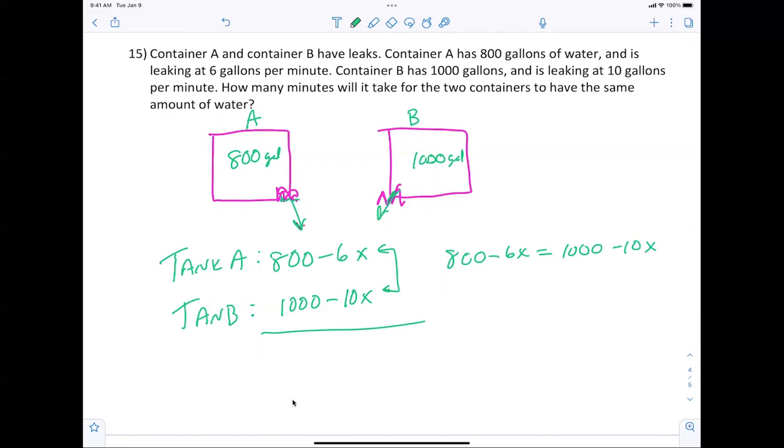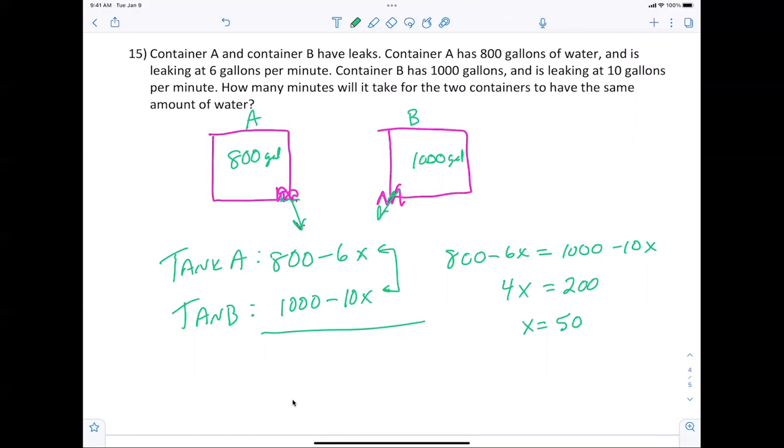Agreed? Now we're going to move this all around, move the 10X over, it becomes 4X. Subtract the 800, becomes how much? 200. And so X is equal to what? 50 what? 50. What's the question say? So it'd be 50 what?